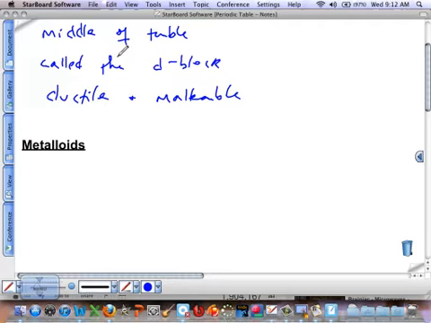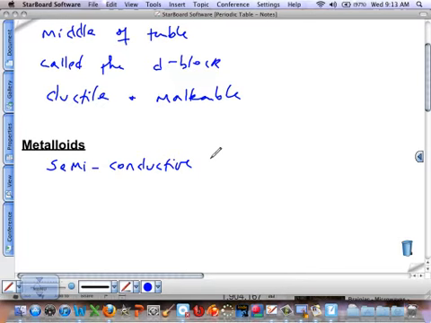Okay, what about metalloids? Let's go over the metalloids. They are semiconductive. What do we mean by that? What does it mean to be conductive? Make electricity. Yeah, so that they can carry a current, right?